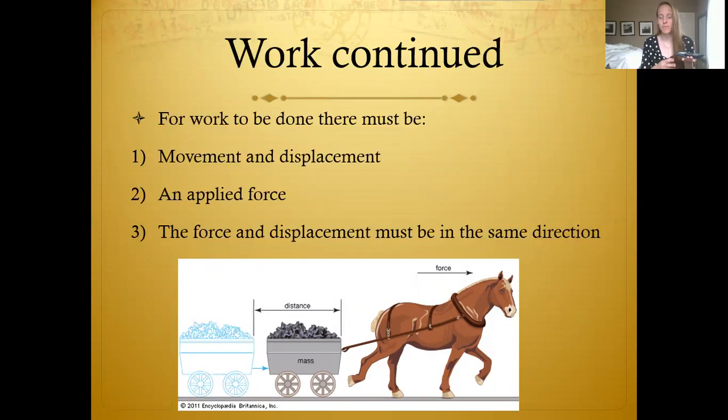However, if I took this calculator and pushed it and slid it across my desk, now work is being done on the calculator because the applied force would be in this direction, and then the movement of the calculator, which is also in that direction, would be in the same direction, and therefore work is happening.